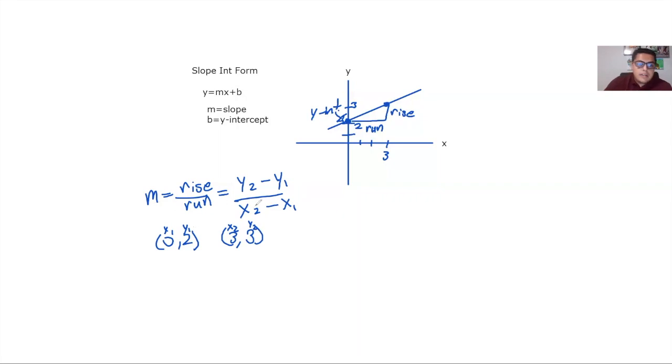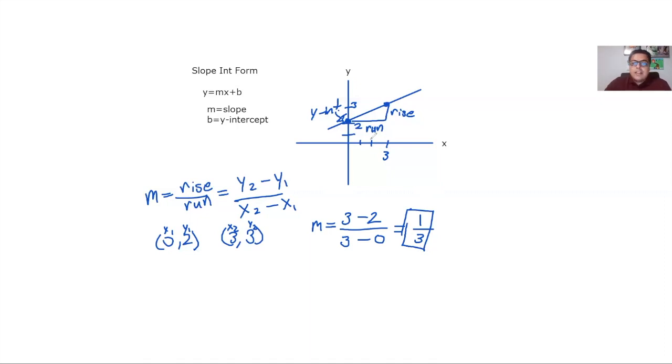So in order to find our slope, we can just write it all out. m is equal to y2, which in this case is 3, minus y1, which in this case is 2, over x2, which is 3, minus x1, which is 0. So if we just do the math, it ends up being 1 over 3. And this is our slope of our equation.